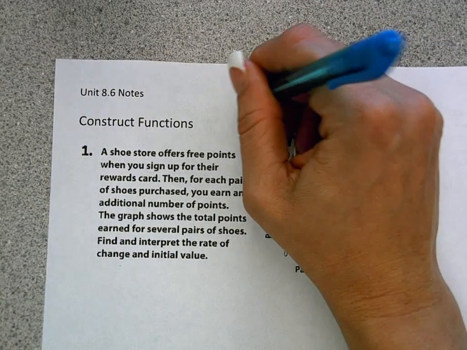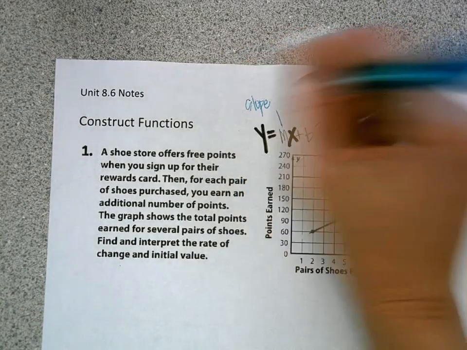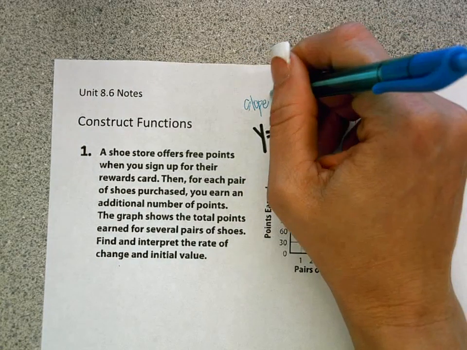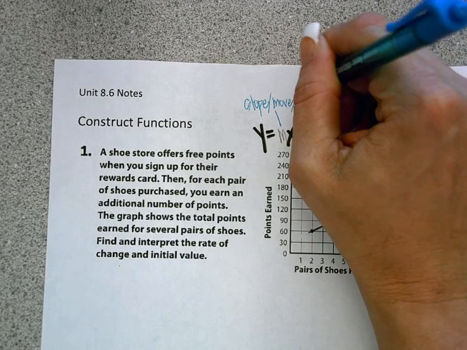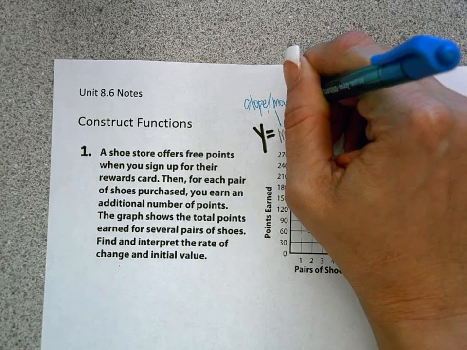Also today, we're going to need to know what M stands for. M is the slope. But what does slope really tell us? Slope tells us how we move. We're also going to call it the rate of change. Rate of change is just another way of saying slope.